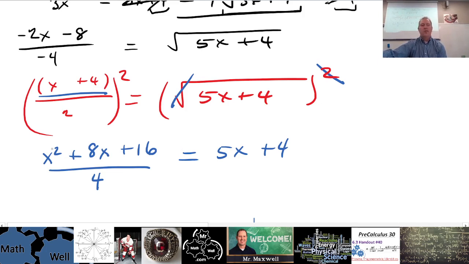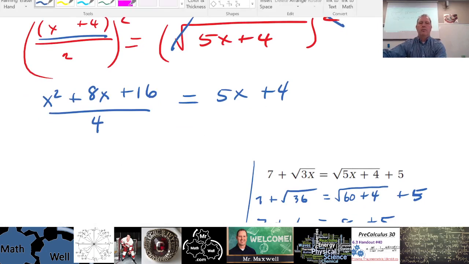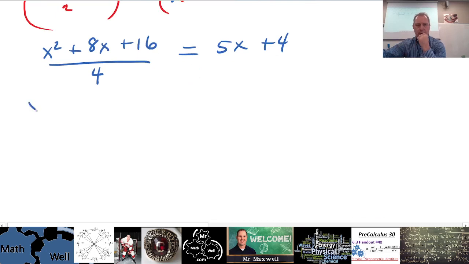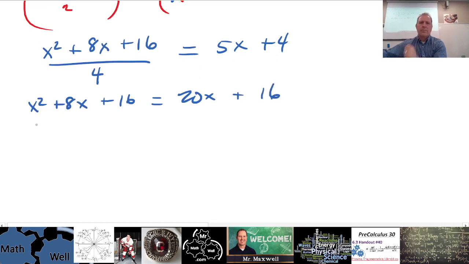I see there's a quadratic, right? There's a squared there. So let's multiply everything by 4, gather like terms, and see what we get. I'm just going to make myself some space here. So I get x squared plus 8x plus 16 equals 20x plus 16. Let's subtract 20x, that's negative 12x. Let's subtract 16. Oh, look at that, 16 on both sides, so that's just gone, so that equals 0. This is x, and x minus 12 equals 0.